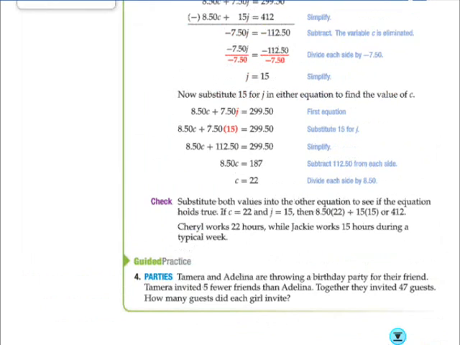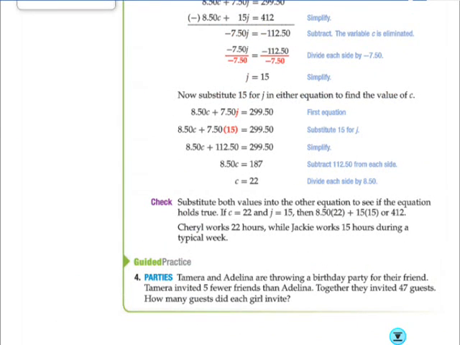So let's do this. Let's try and get number 4 right here. So Tamara and Adelina, I'm assuming that is. They're throwing a birthday party for their friend. Tamara invited 5 fewer guests than Adelina. Together they invited 47. How many guests did each girl invite? Go ahead and pause the video here and come up with your equations, and then we'll work on solving them.